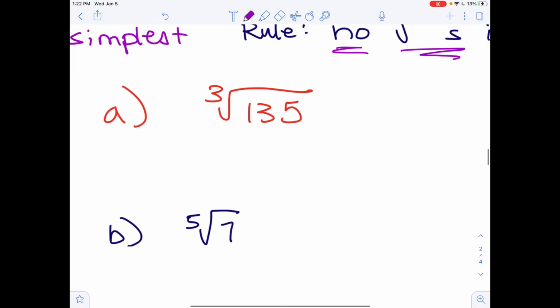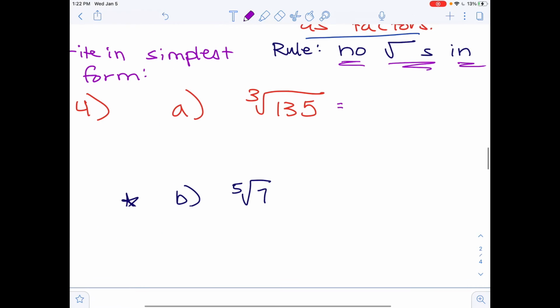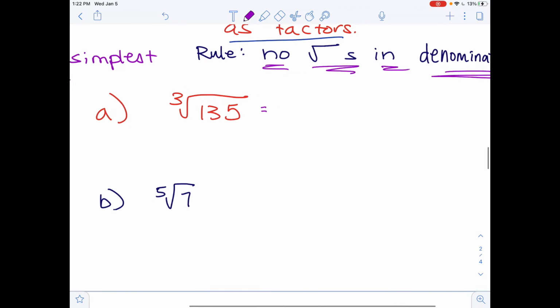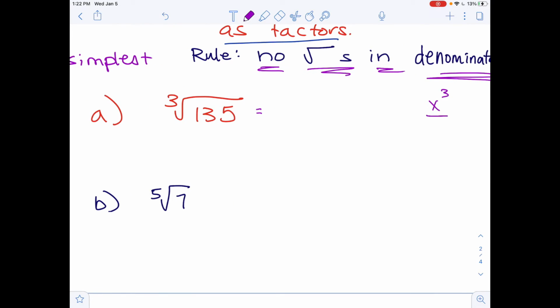Okay, so let's talk about this. For this one, when we're simplifying this, we're going to say, okay, well, I know that 135 is not on my list of perfect cubes, right? I know 1 cubed is 1, 2 cubed is 8, 3 cubed is 27, 4 cubed is 64. 5 cubed is 125. Okay, we're going to stop right there. I don't see 135 anywhere on this list, but here's what we're going to do.